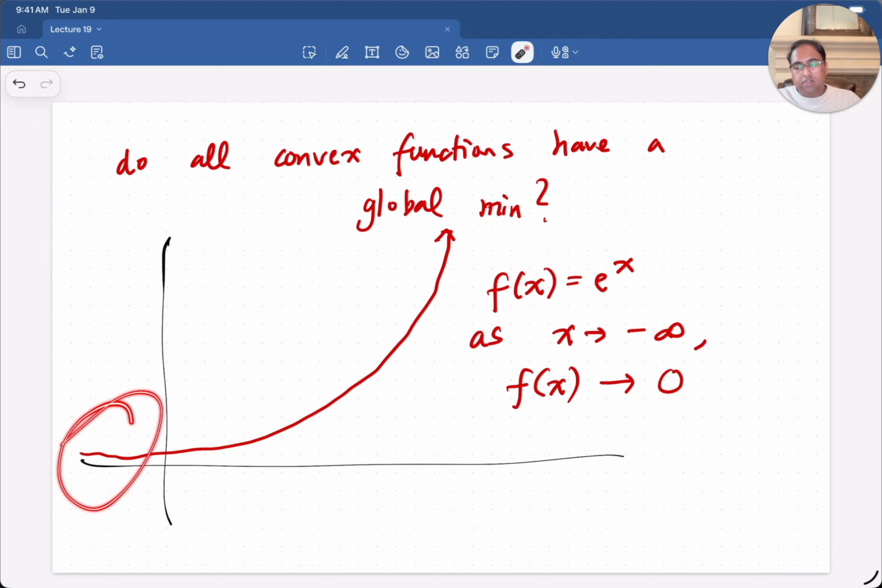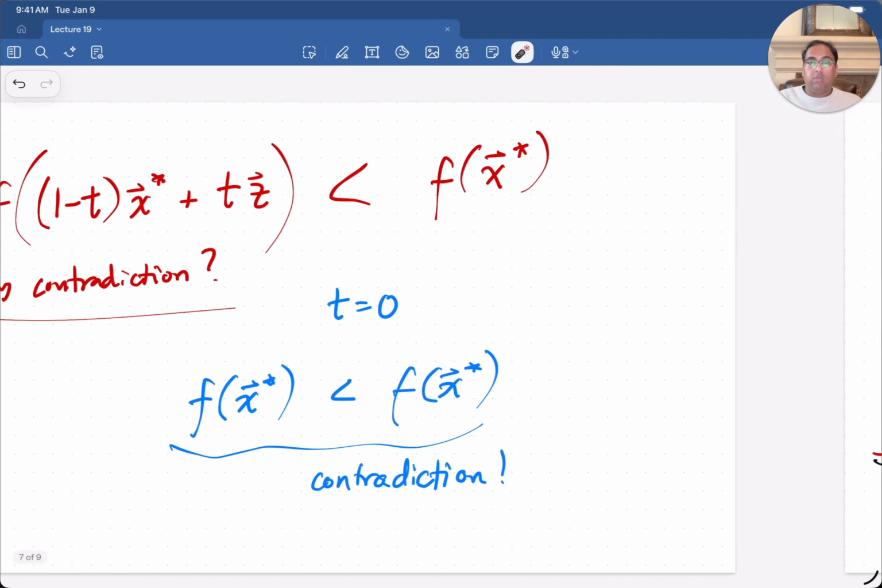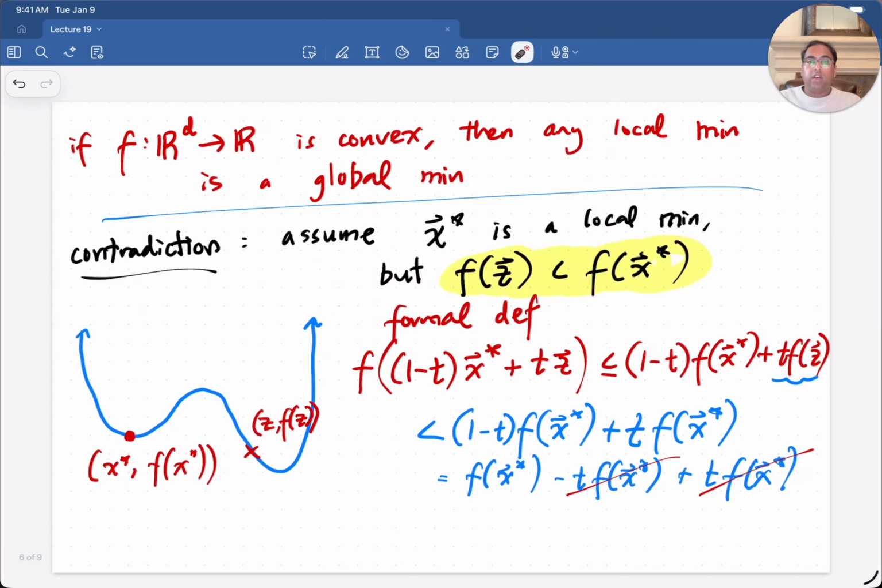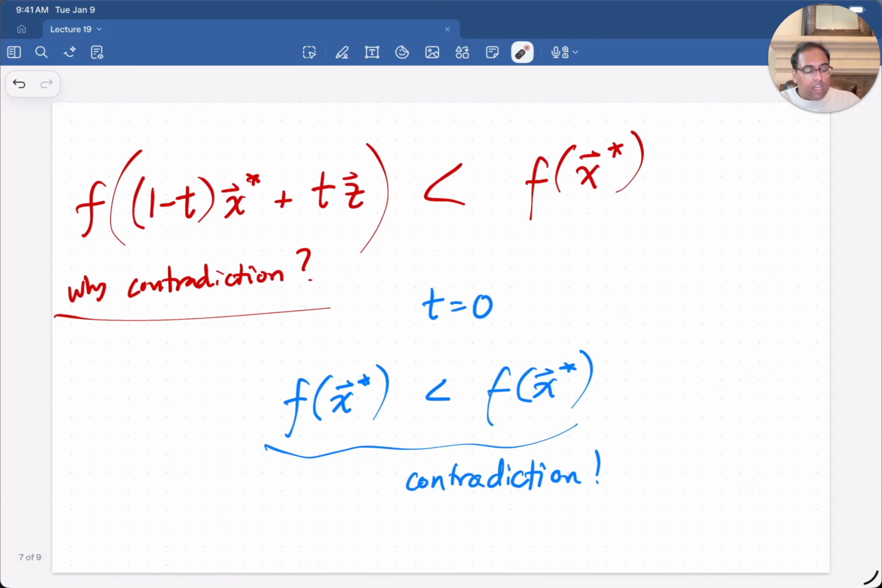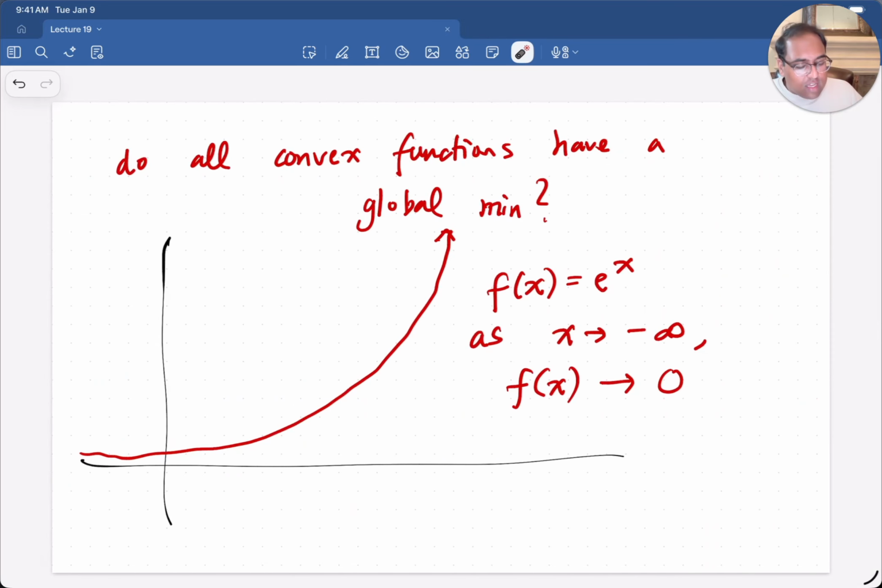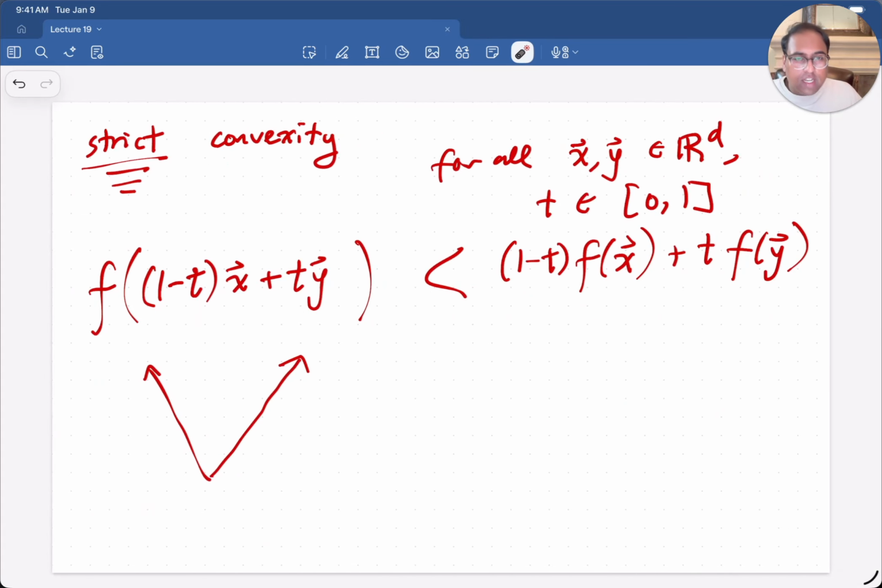It approaches a value, but that value it approaches is not one of the outputs of the function. So it's not the case that all convex functions have a global minimum, which is why the thing we proved over here was that if it has a local minimum, then that thing is also a global minimum. But it's not saying that every convex function has a global minimum. Important subtlety.